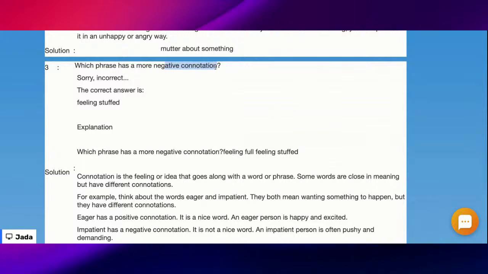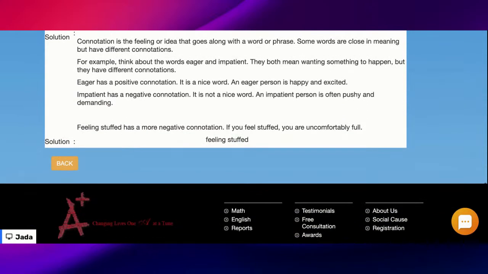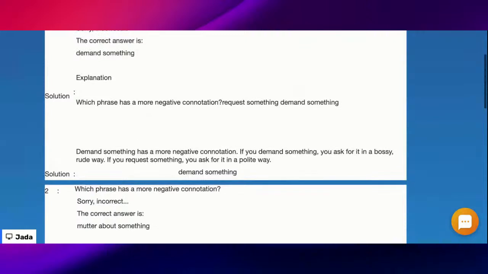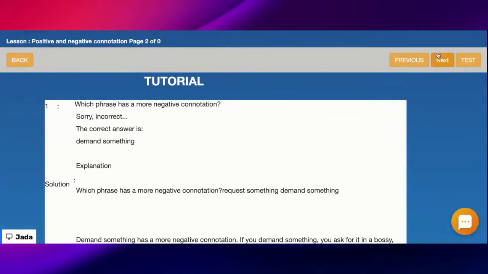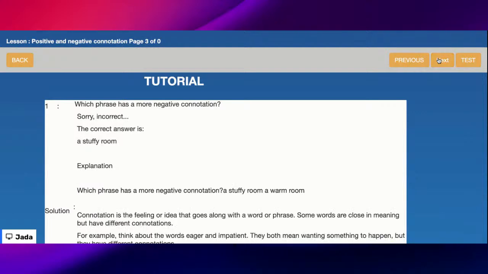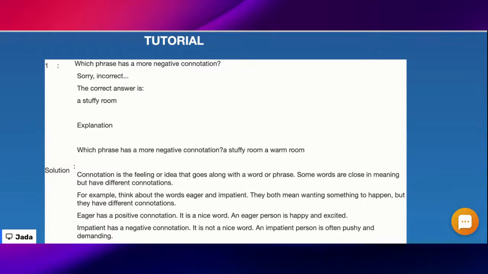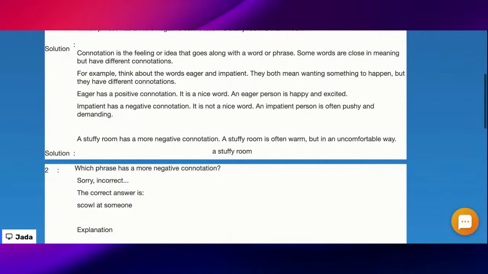So, negative connotation, feeling full or feeling stuffed. Which one is more negative? Feeling stuffed is like uncomfortably full. That means you ate and ate, now you feel stuffed. That's bad, more negative than feeling full. We also have, which is more negative, a stuffy room or a warm room? Of course, a stuffy room because it's uncomfortable.